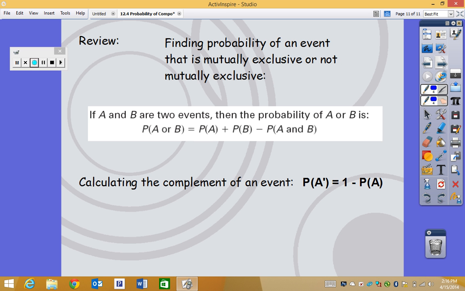To review, we want to find the probability of an event where the events are mutually exclusive or not mutually exclusive. And if they're not mutually exclusive, we need to add the 2 probabilities together and subtract the intersection. We also can find the probability of the complement of an event by subtracting the event from 1 or 100%, giving us the complement.